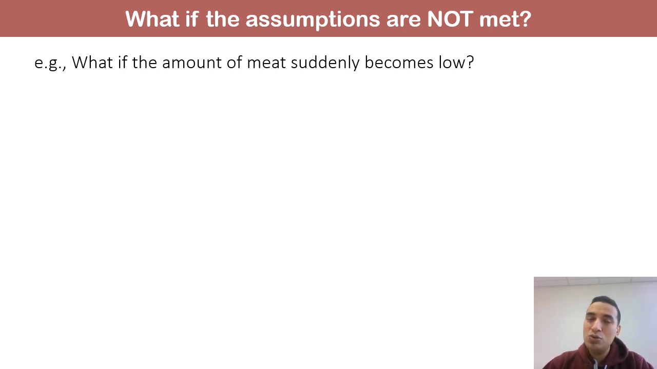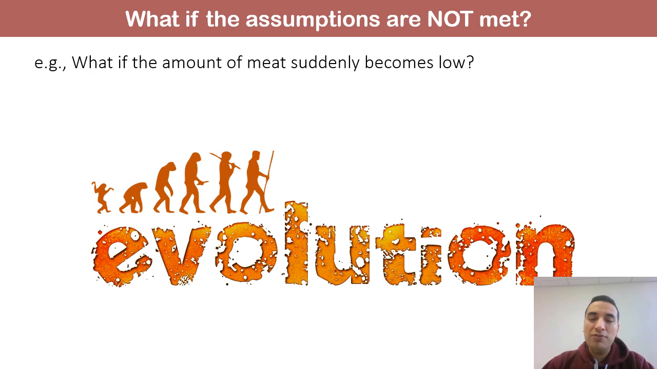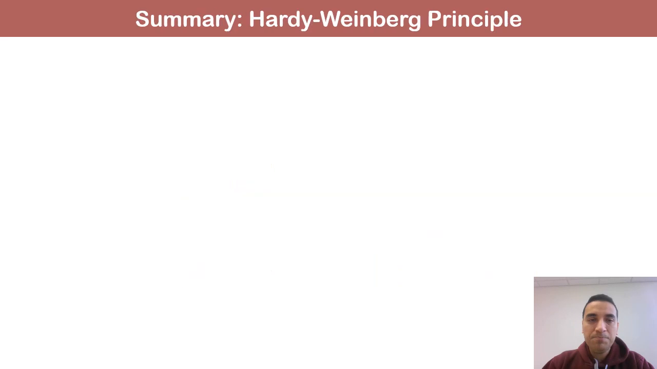What do you do then? Those numbers and those proportions of different groups have changed. That is what leads to evolution. Okay, and that's what we are going to talk about next.